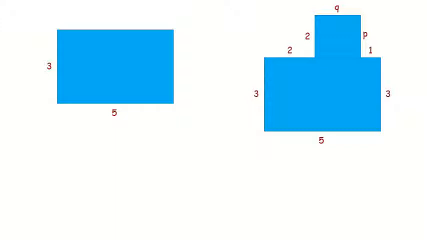In this simple example, P is clearly equal to 2 units and Q is 5 subtract 2 subtract 1 equals 2 units. The perimeter is therefore 5 plus 3 plus 2 plus 2 plus 2 plus 2 plus 1 plus 3, giving us 20 units.